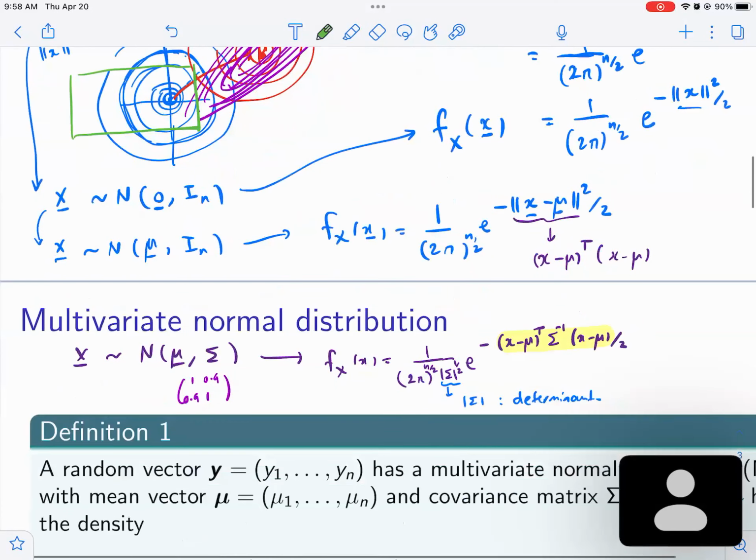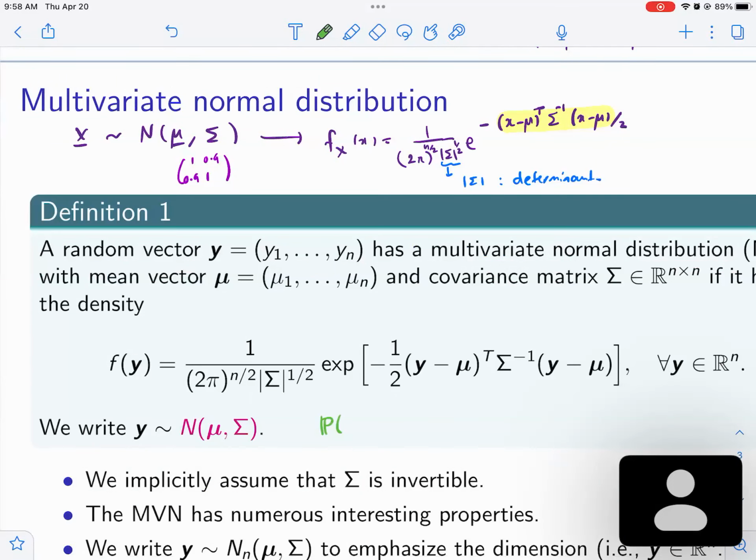and in general, I'm going to integrate. So the probability that y is in A is going to be the integral over the set A of f_y(y) dy. So these are multivariate integrals.